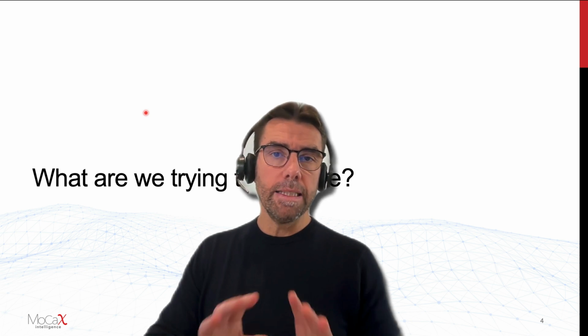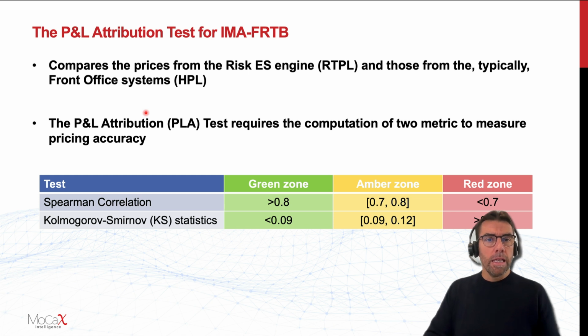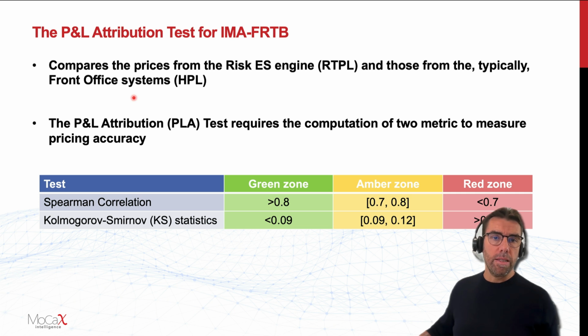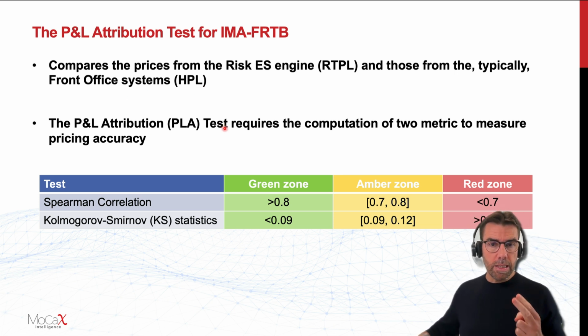So first of all, let's frame the problem so that we are all on the same page. The P&L attribution test compares the front office prices with the risk engine prices. Typically, the risk engine prices are called the risk theoretical P&L, RTPL, and the front office prices are the HPL or hypothetical P&L. The P&L attribution test consists in two tests: the Spearman correlation and the Kolmogorov-Smirnov or KS statistics. For each of them, there are some borders between a green, an amber, and a red zone, depending on the score that you get.